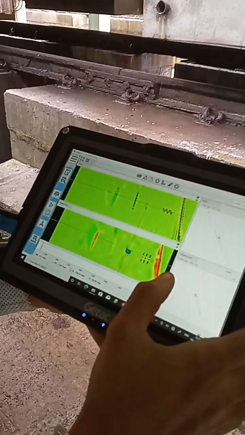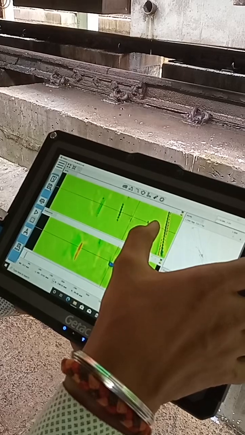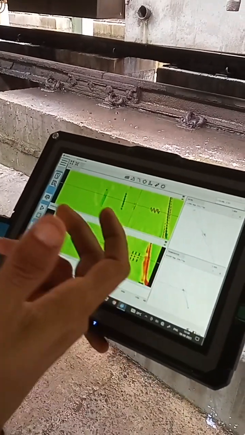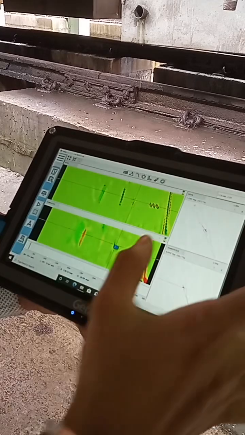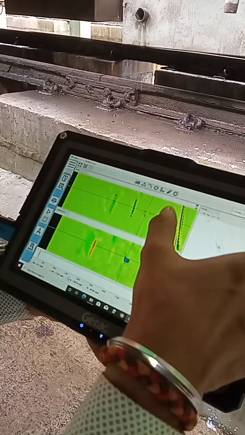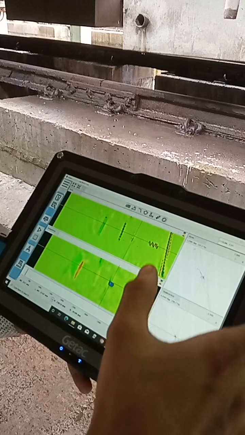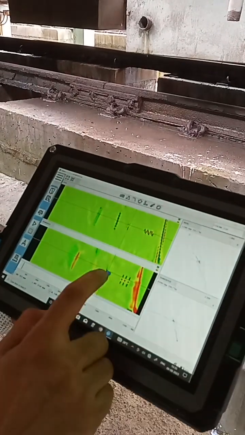For volumetric holes like pitting and flat bottom holes, the orientation of such types of defects cannot be explained. That's why it is coming in both channels. It can be transverse also and axial also. Such types of defects come in both channels.